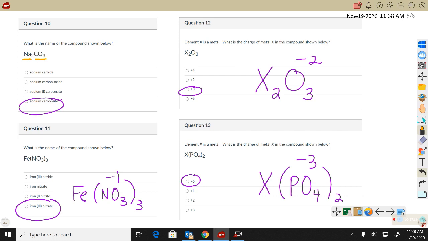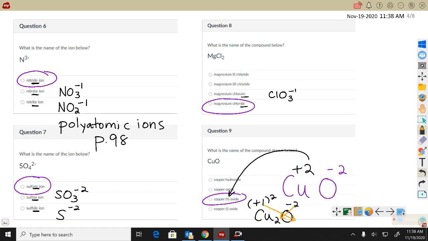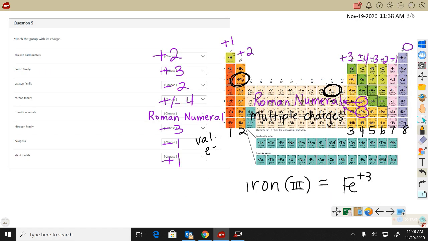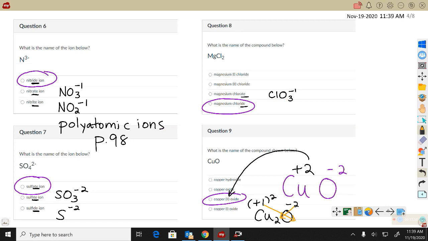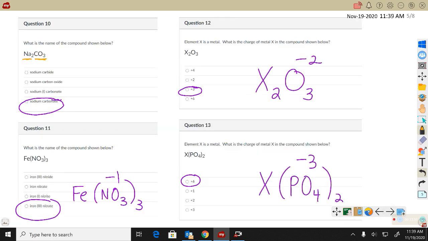And then again, before I say I'm all done, even with number 10 or 11, I should just look at my periodic table and see where these metals are coming from. Sodium is always in the group that's plus 1. Plus 1 for life. But iron is in this middle transition group. So sodium, no need for a Roman numeral. Sodium carbonate, done. But iron needs the Roman numeral.